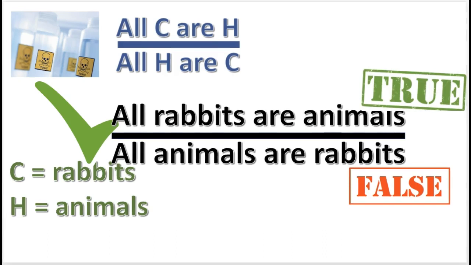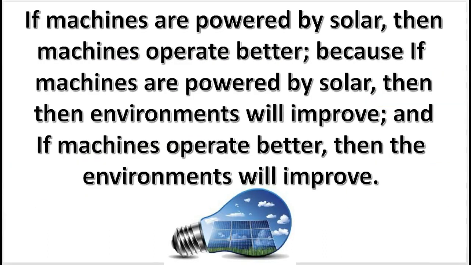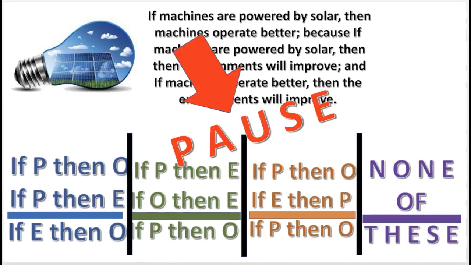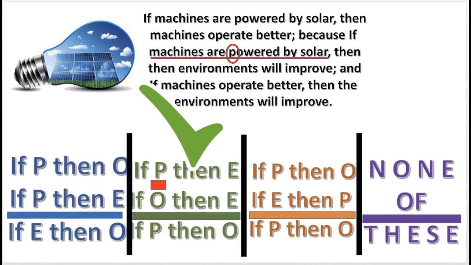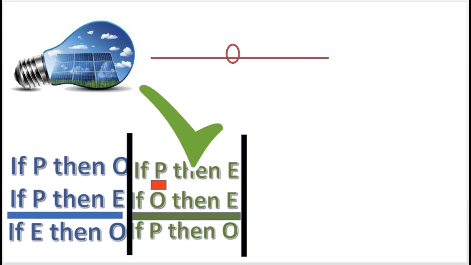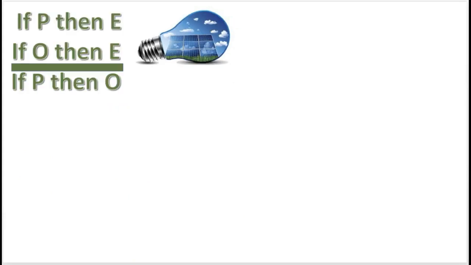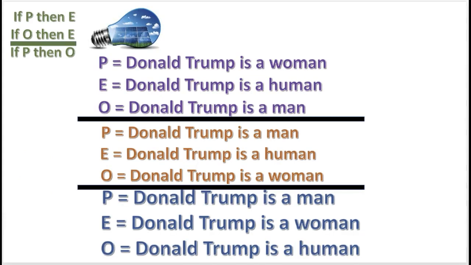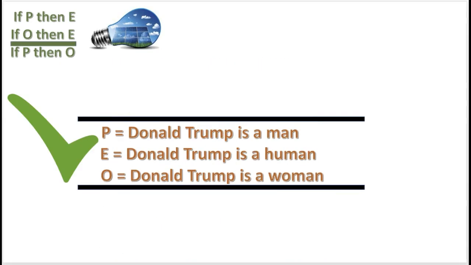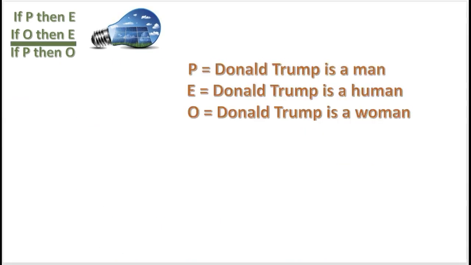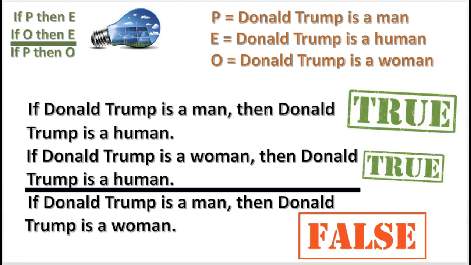All right, here's another practice problem. What is the form of this argument? Press pause. The answer is in 3, 2, 1. Ding! That's correct. Notice that P, E, and O stand for whole statements. And if you got that right, good job, because that was a difficult one. Now, what set of substitutions makes this form invalid? Go ahead and press pause. The answer is in 3, 2, 1. Ding! That's correct. This set of substitutions makes the premise true and the conclusion false.